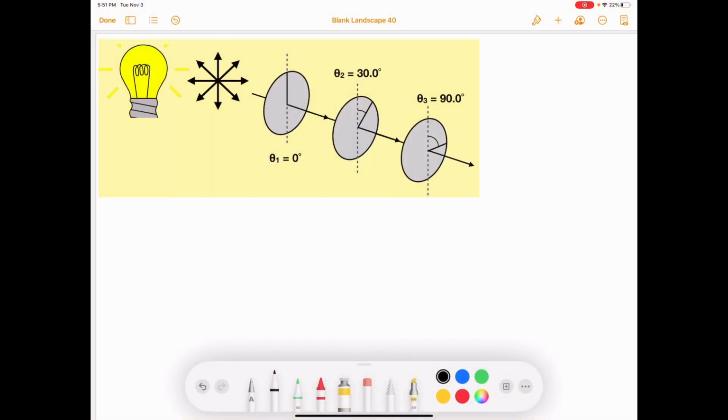So let's take each filter one at a time. If we start with the first filter, we have unpolarized light coming in.